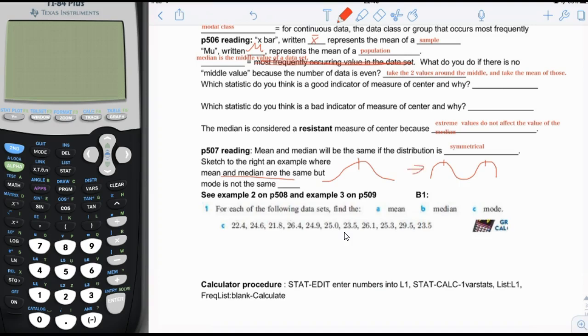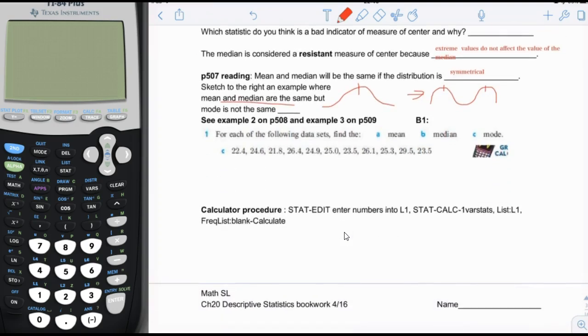All right. Number 1, for each of the following data sets, find the mean, median, and mode. I don't expect you to do these by hand, although I think they might want you to. Basically, you would add these up and divide by the number of elements. How do you do this in the calculator? Maybe that's more interesting for you to work on.